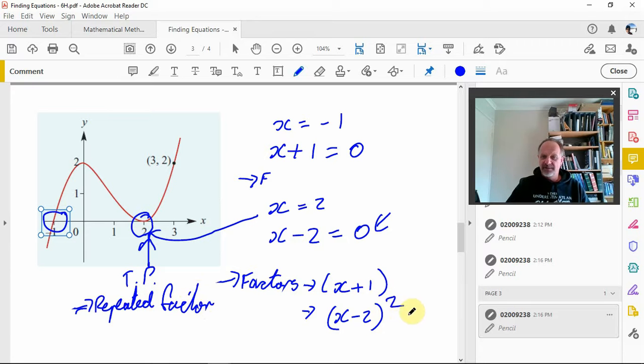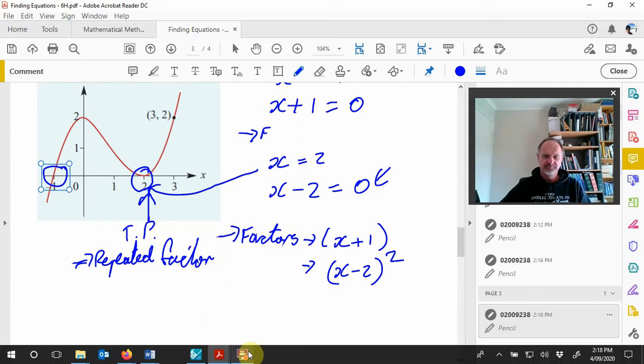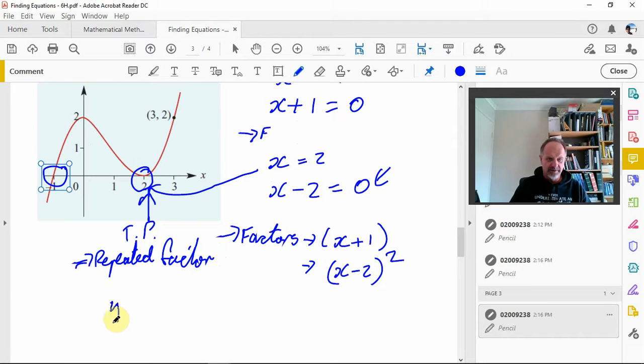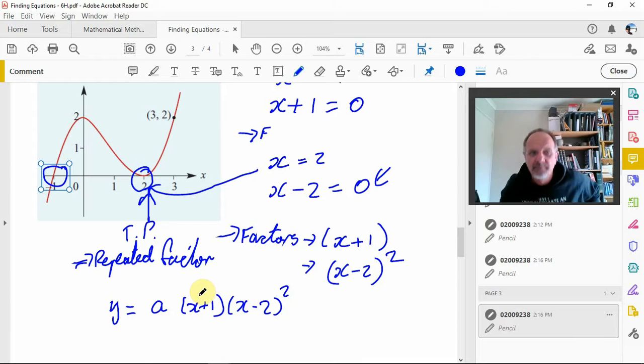So it's going to be x minus 2 squared. So what have we got? I'm going to use y. So y equals, we've got the x plus 1, we've got the x minus 2 squared, and that's good because we've got an x here, and when we square it, we've got our cubed. But there could be some sort of dilation, so I'm just going to put an a there to say that that's our dilation.